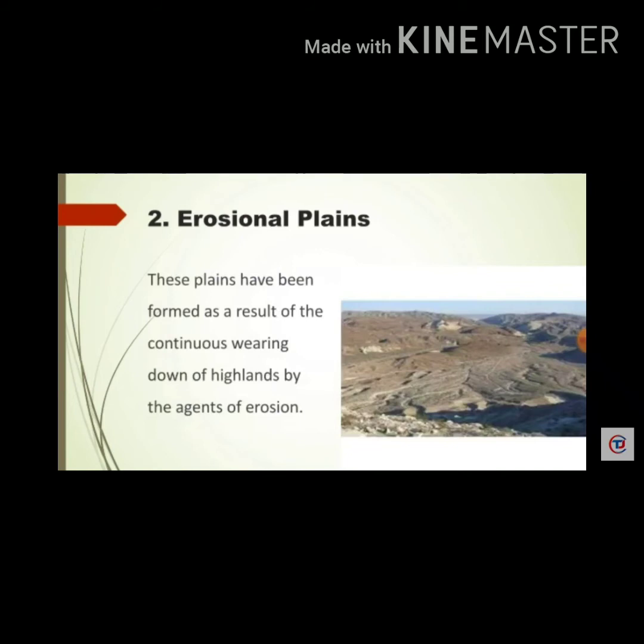Next come the erosional plains. As is clear from the name, these are plains formed due to the erosion of an area, or we can say due to the continuous wearing away of highland, which converts highland into a low plain area. The area near the Aravallis is formed due to erosion only. The main agents are wind or running water.